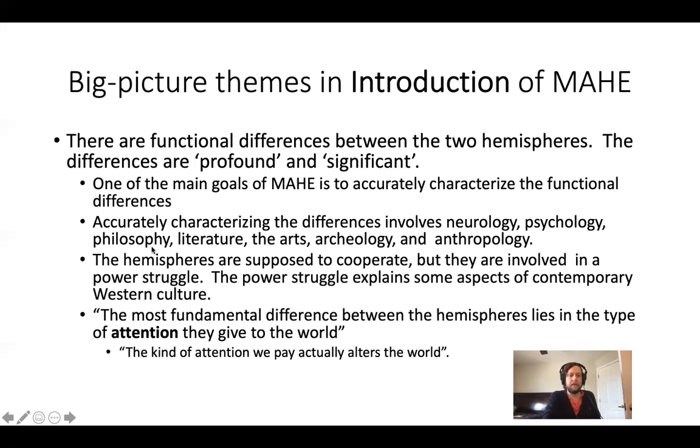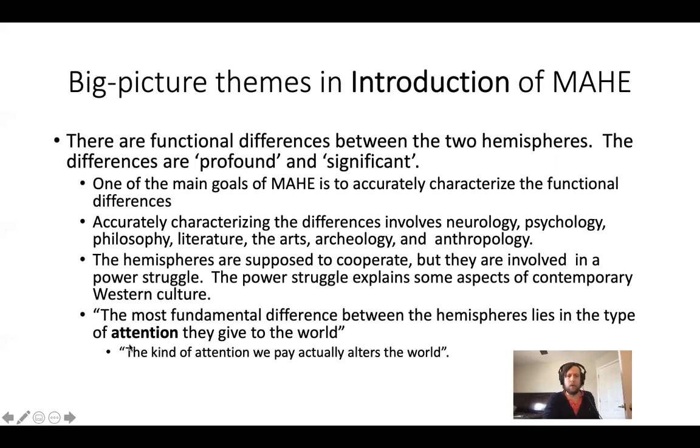Another big picture theme: the hemispheres are supposed to cooperate. They're different, but they're supposed to work together. They each have their strengths and weaknesses, but ultimately they're supposed to work together to help the person. But what he says, and this is a speculation, is they're involved in a kind of power struggle. And that this power struggle explains and is important to understanding aspects of our Western culture. In the United States, we are definitely in Western culture. Western Europe and this hemisphere of the world would be considered Western culture.